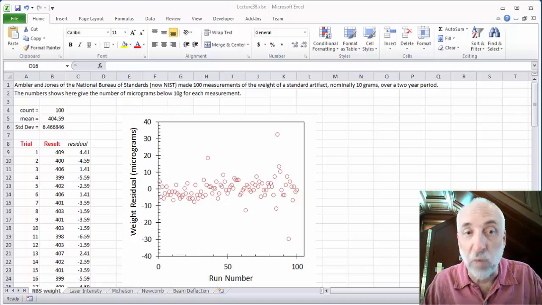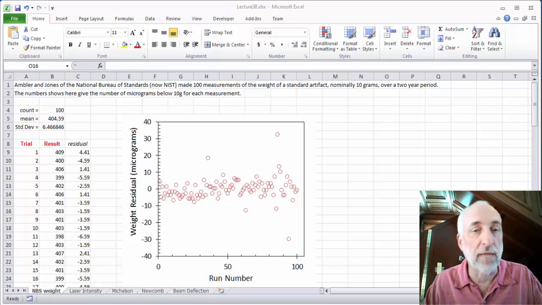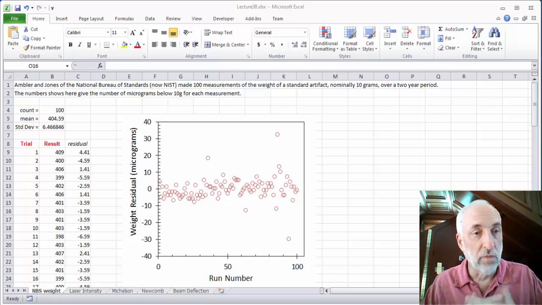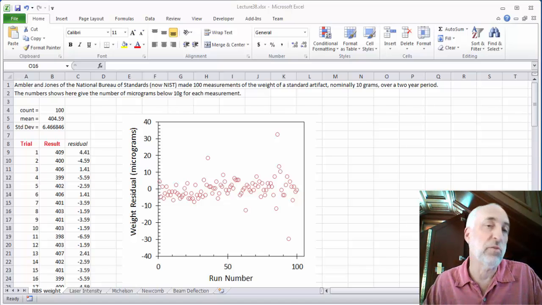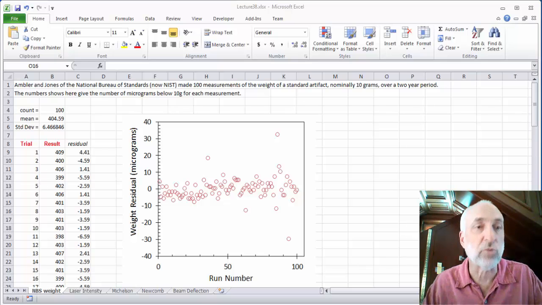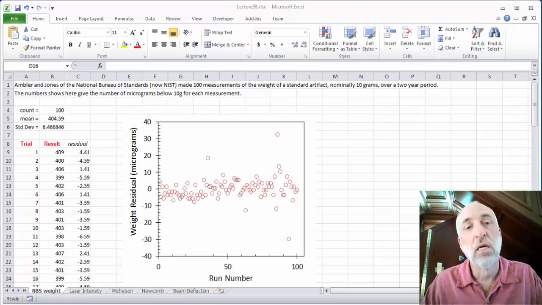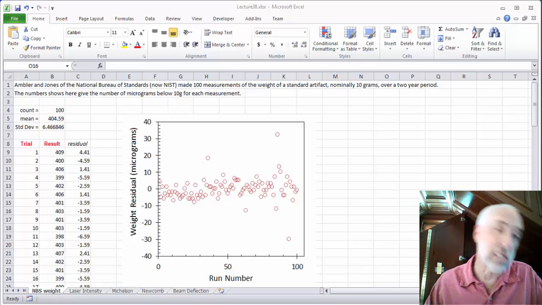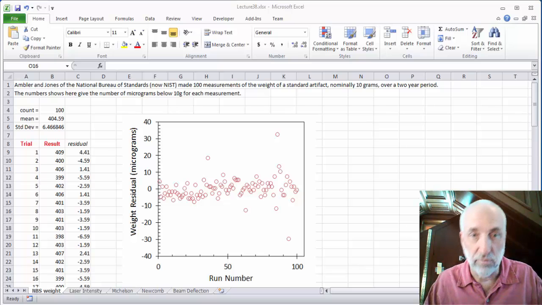Here I show the MBS weight data we've used several times in this class, and I have them by trial number. So each measurement was made in a different week, I believe, and then 100 measurements. So here's the sequence plot. A sequence plot simply plots the residual, in this case, the difference between the measurement and the mean, as a function of run number. And you look for any trends that might exist. I look at this, I don't really see much trends going on.